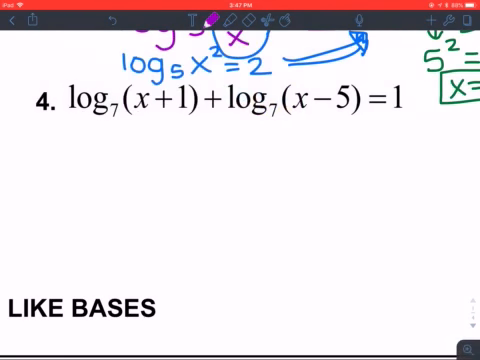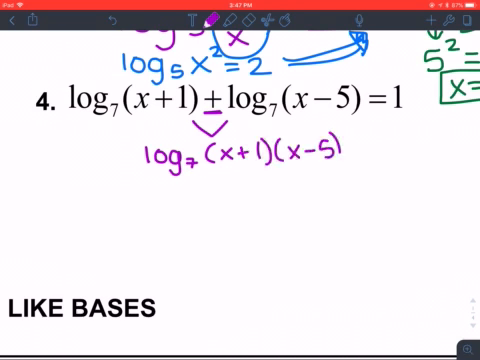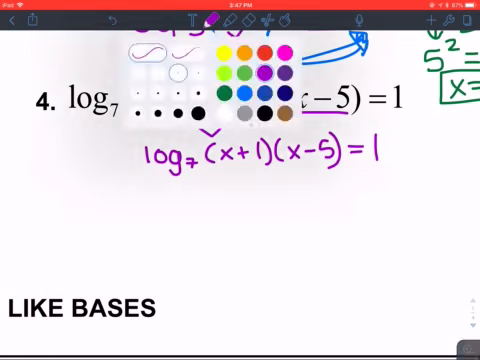And number 4, and notice these are both log base 7, so I can combine them into a single log. Since they're being added, I'm going to use the product property, which tells me that I can multiply my arguments. So we'll multiply x plus 1 times x minus 5 and set the whole thing equal to 1.